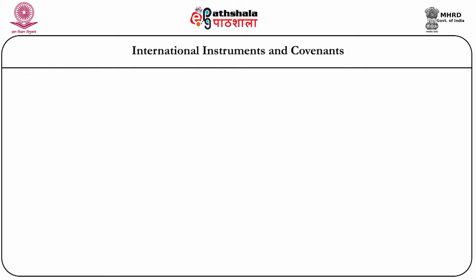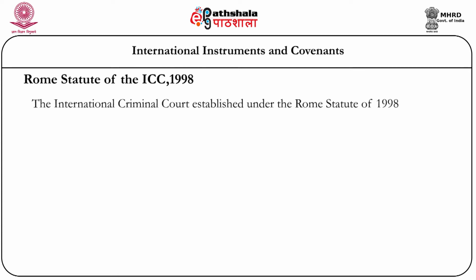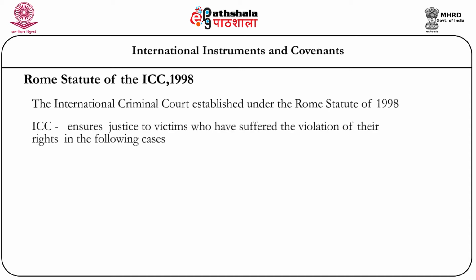The next is the Rome Statute of the International Criminal Court, 1998. This court was established under the Rome Statute of 1998. The ICC ensures justice to victims who have suffered the violation of their rights in the following cases. The first one: crime of genocide, crimes against humanity and war crimes.